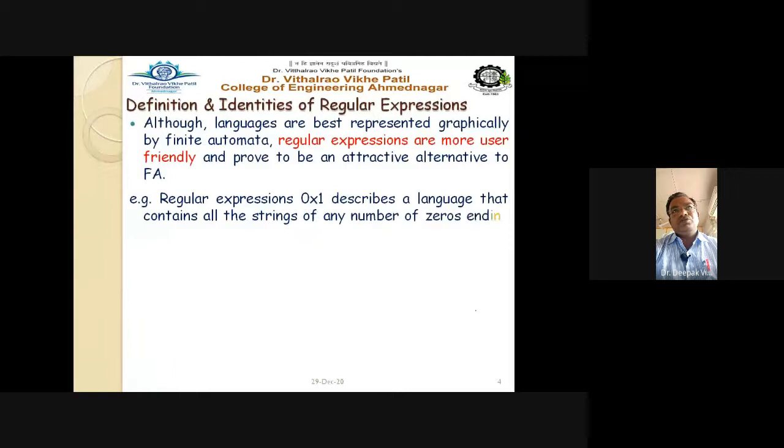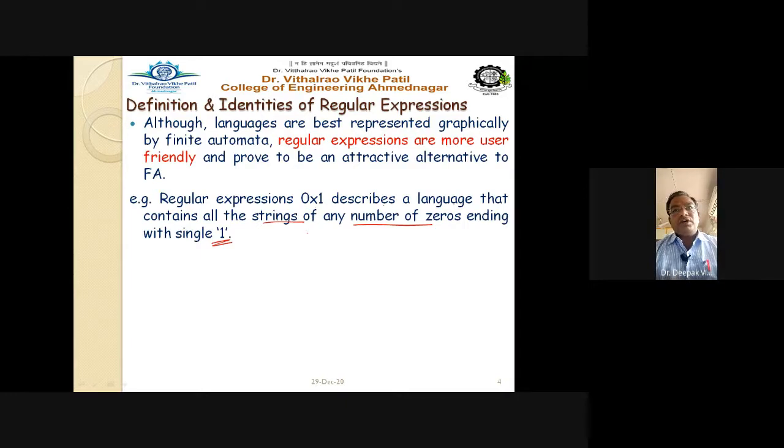So for example, although languages are best represented graphically, in terms of automata, by finite automata, regular expressions are more user friendly and prove to be an attractive alternative to finite automata. Just now we have discussed that, for a formal language, for example, the regular expression 0*1 describes a language that contains all strings of any number of zeros ending with a single one. So this is nothing but the language description, or a problem given in the language.